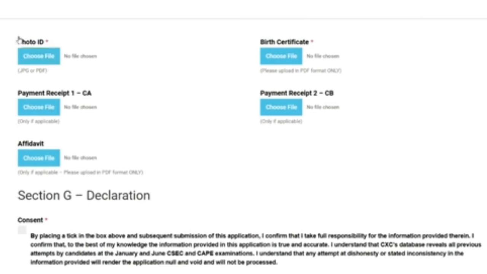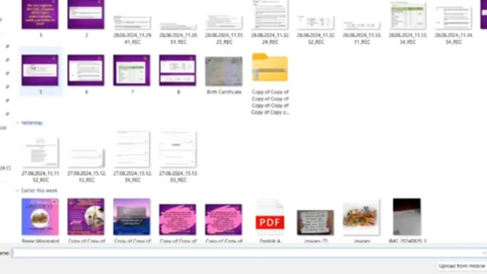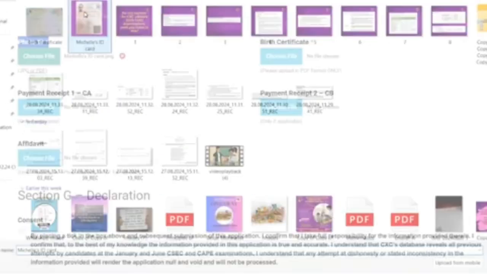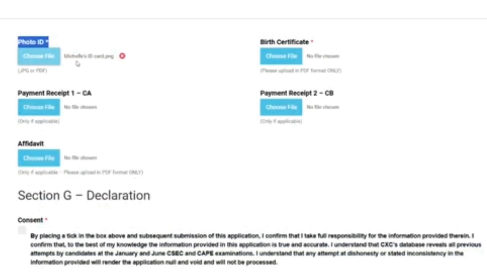So, photo ID. If you put your registration ID card number on one of the previous pages, you want to upload your ID card here. So, like me, where's my ID card? Yes, I upload my ID card. It has gone through, you see that right here, Michelle's ID.